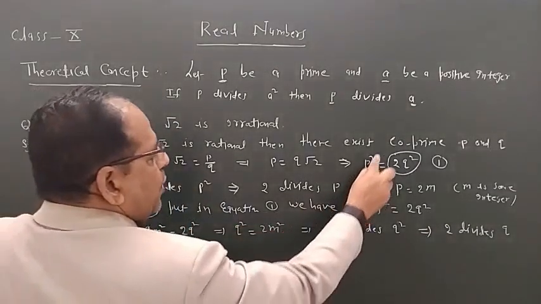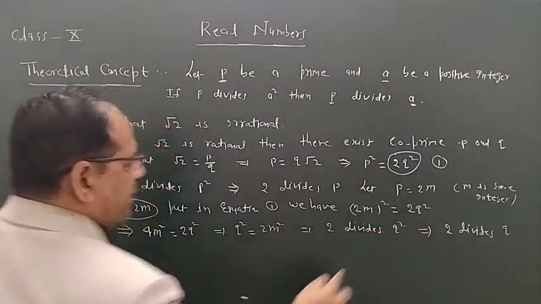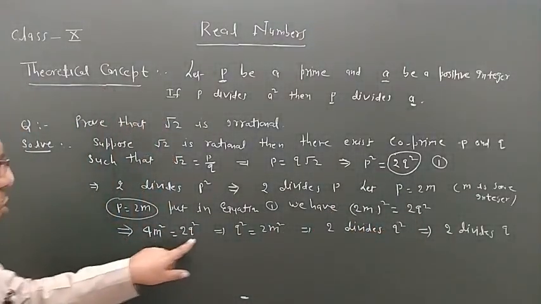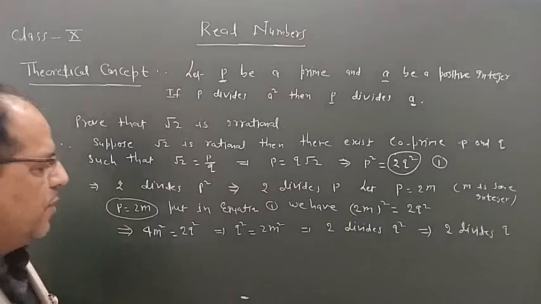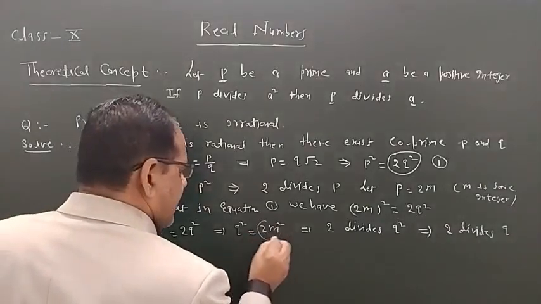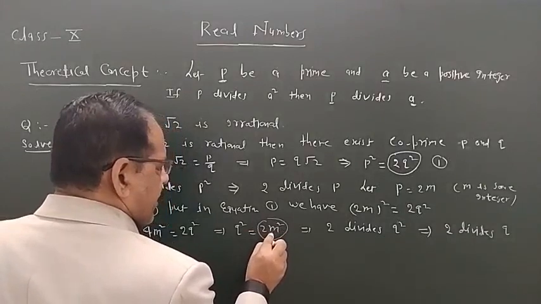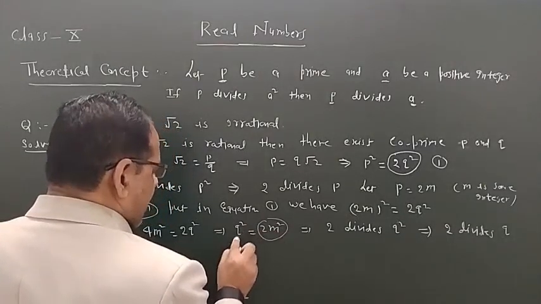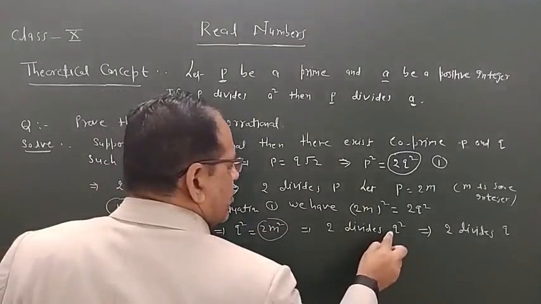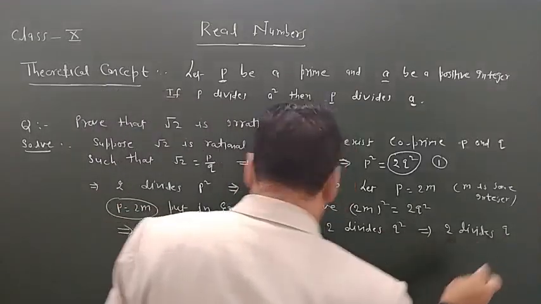We have 2m whole square equal to 2q square, 4m square equal to 2q square, q square equal to 2m square. This again shows that this number is divisible by 2. So q square is also divisible by 2, so 2 divides q square, that means 2 divides q.